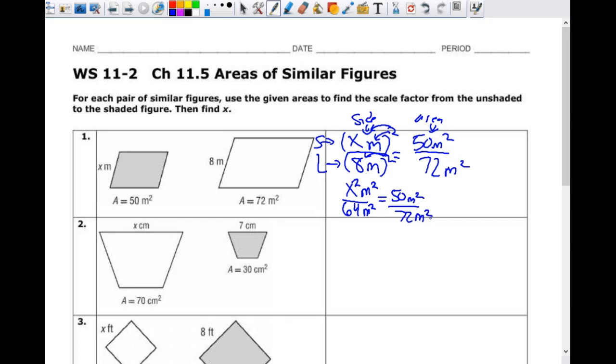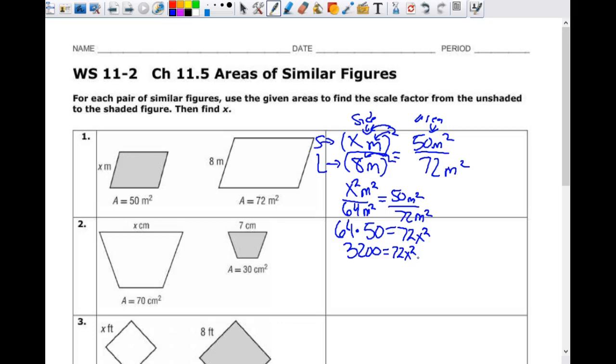I'm going to work down here. I don't want you guys to work down here on your work, okay? This is just so I can write big. All right, cross multiply here. 64 times 50 is equal to 72 times x squared. All right, someone do 64 times 50. 3,200. 3,200 is equal to 72 x squared.